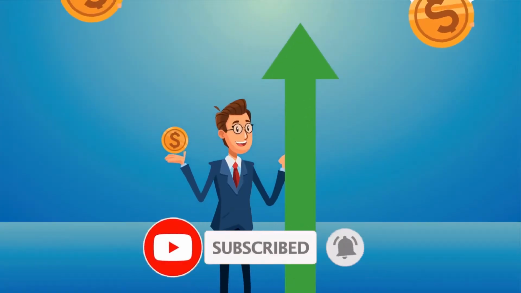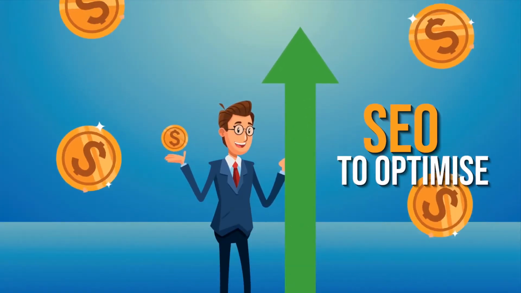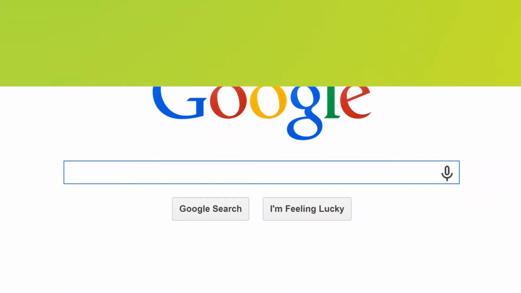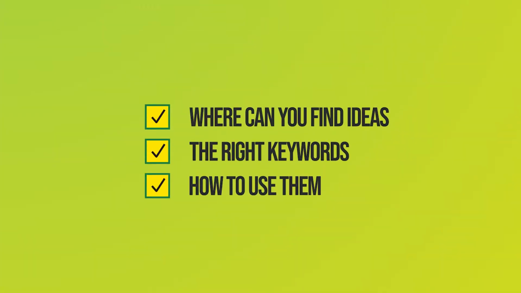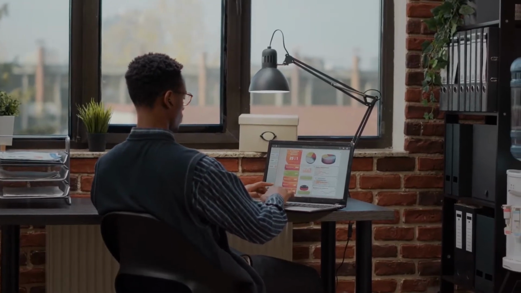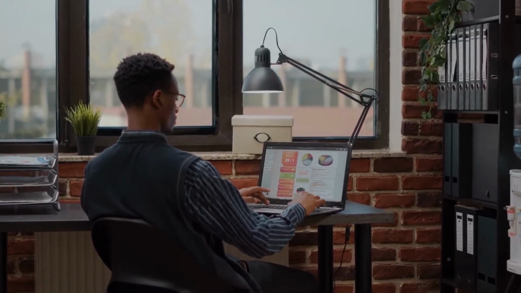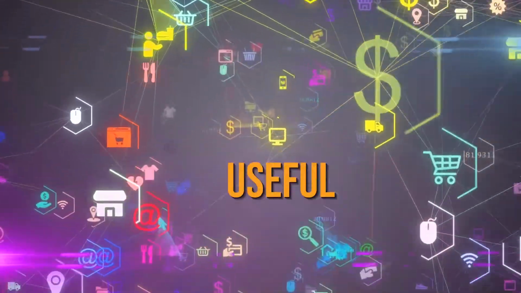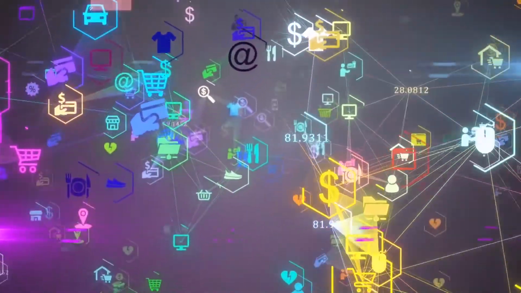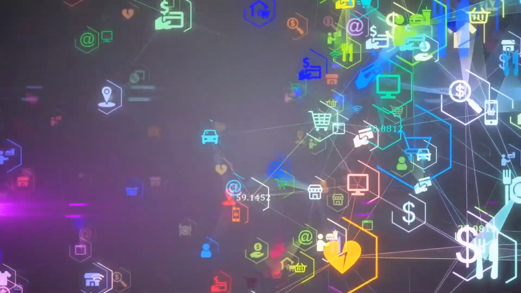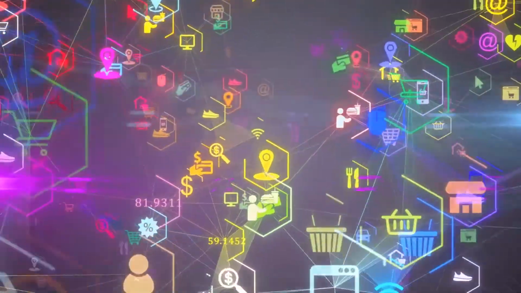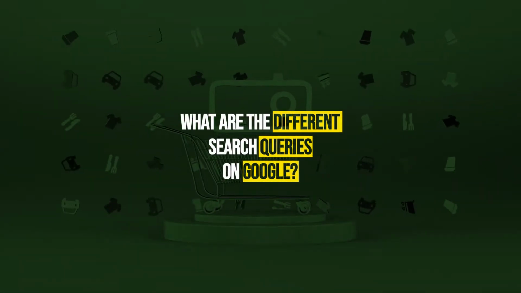To grow your sales, you've decided to use SEO to optimize your web shop. Where can you find ideas, the right keywords, and how to use them? In this video, we go through the different query types and on-site optimizations you can use. We will also discuss some useful tools for your keyword strategy, as well as techniques for testing and monitoring your optimization.